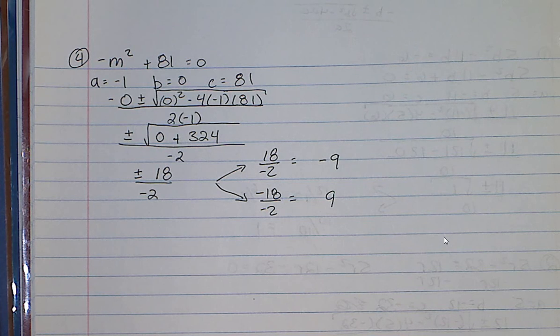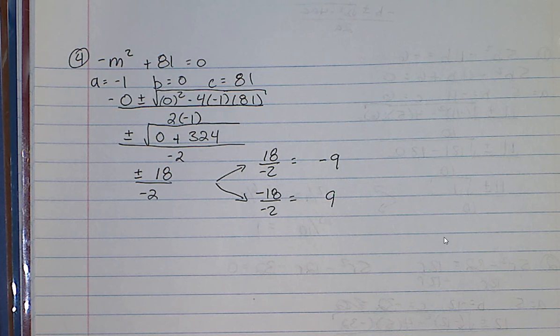Where'd you get the 18? Because one is plus 18 over negative 2. The other is negative 18 over negative 2. How did you get 18? The square root of 324. Oh, yeah. So why is this one special? Because there's no b, you have to fill in a 0 as the b.